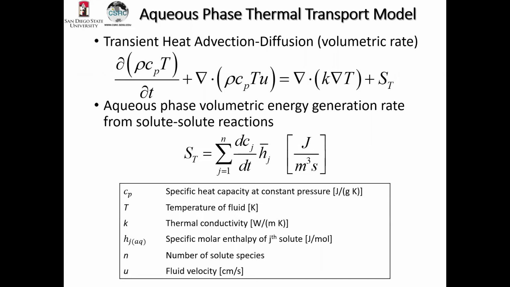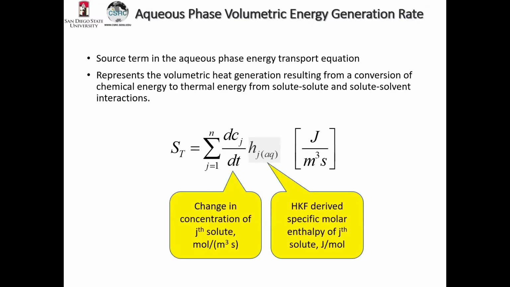So it's a canonical expression for advection and diffusion of temperature, right? But we have this source term S of T. So the source term, which is volumetric heat generation, has this enthalpy term, right? This is H, and that's what we compute using the HKF model that I just explained. So this term gets computed, and this is going to give us the volumetric heat generation as a result of ion-ion interaction in the formation water. That's the key.